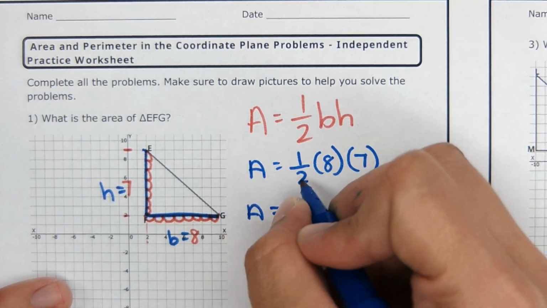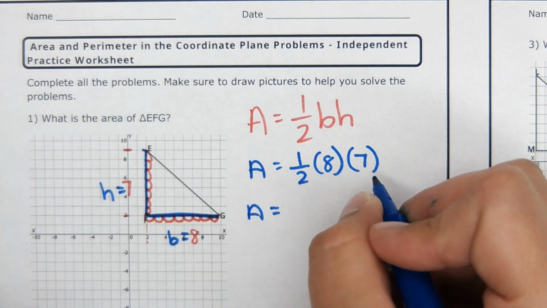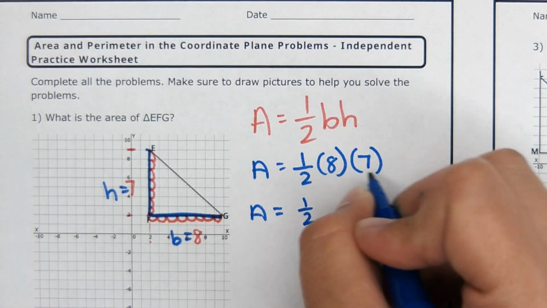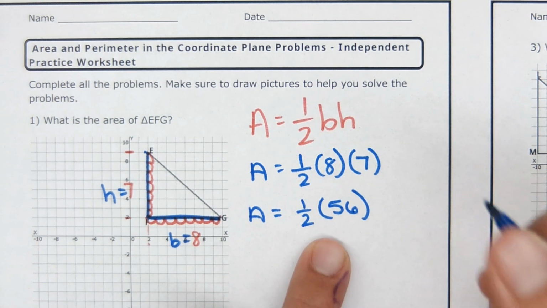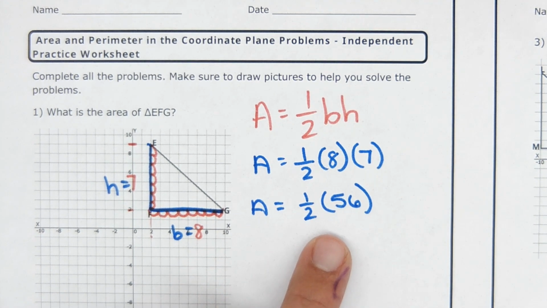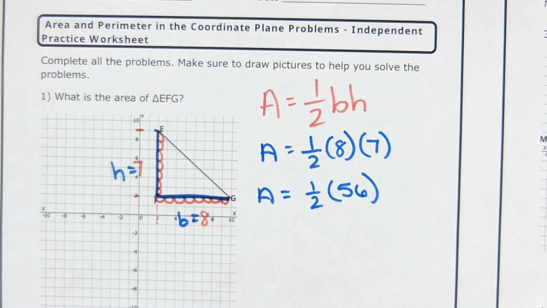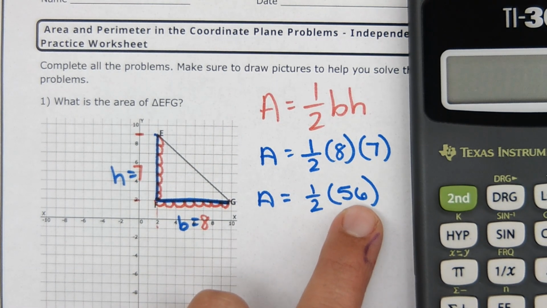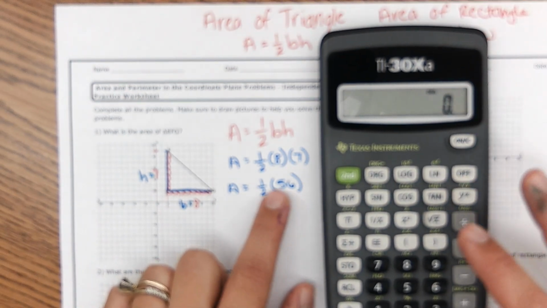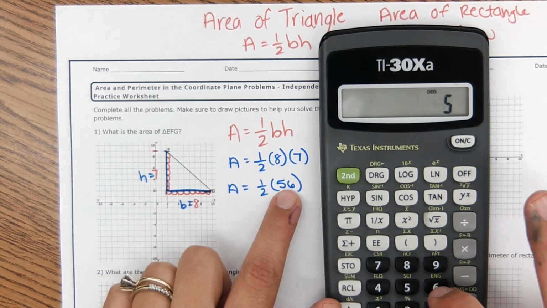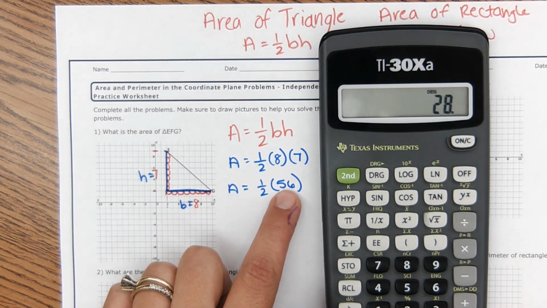Now the next step is to start solving. It's all multiplication, so you can multiply them in any order. 8 times 7, I might get 56 like that. And then here's where some people get stuck. They're like, wait, how do I put that in the calculator? Look at the calculator. There's different ways you could do this. Now I'm going to zoom out so you can see the calculator. Okay, so 1/2 times anything would be the same as dividing by 2, so you could just do 56 divided by 2 to get the answer.